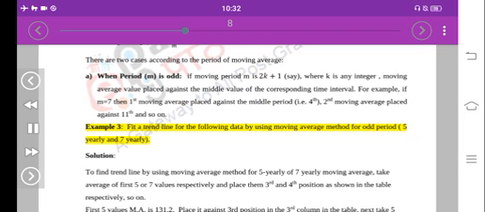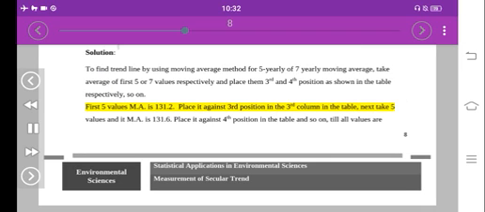Example 3. Fit a trend line for the following data by using the moving average method for odd periods, 5 yearly and 7 yearly. Solution. To find the trend line by using the moving average method for 5 yearly or 7 yearly moving average, take the average of the first 5 or 7 values respectively and place them at the third and fourth position as shown in the table, and so on. First 5 values MA is 131.2. Place it against the third position in the third column in the table. Next take 5 values, and its MA is 131.6. Place it against the fourth position in the table and so on, till all values are covered.